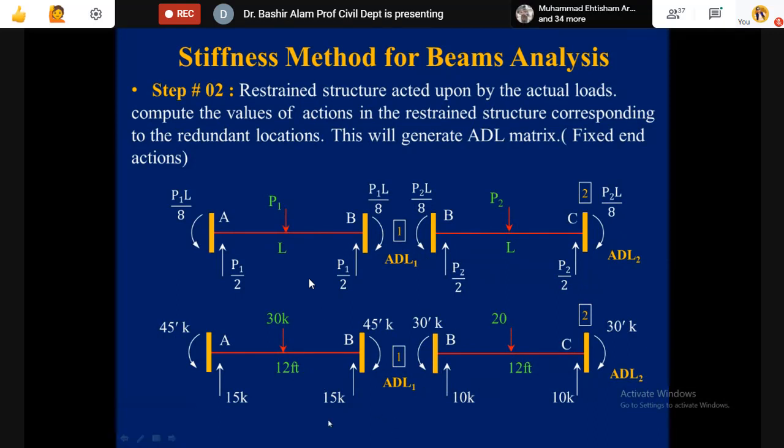What will be ADL1 now? Somebody should be telling me. ADL1 कितना होगा हमारा? 5 kip. 5 तो नहीं होगा, 5 कहाँ से आएगा? How did you calculate the 5? 25. ना 20, ये देखें, 25 होगा 20.